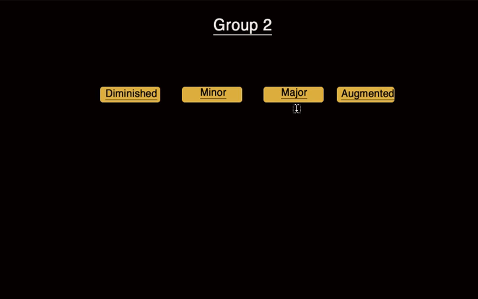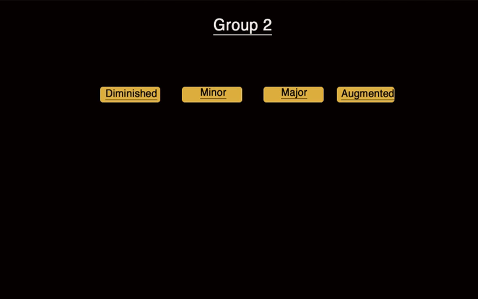Then, once again, if I have my major interval and I increase the distance between them by a half step, I will get an augmented. If I have my minor and I decrease the interval by half step, then I will get a diminished. So those are the different kinds of qualities I would get in group 2. I can have major, minor, augmented, and diminished.